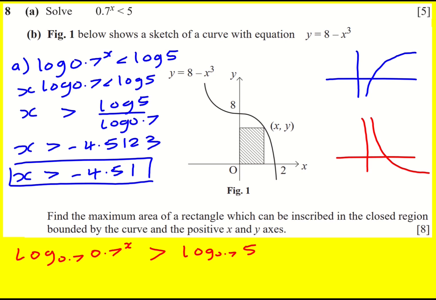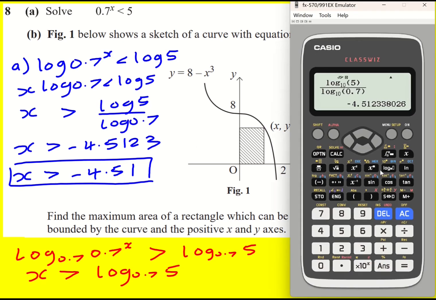Okay, this is quite subtle. Then we can bring the x down and you just get x is greater than log base 0.7 of 5. And that is our answer without having to do any division. If you put that in, we get exactly the same thing, minus 4.51.